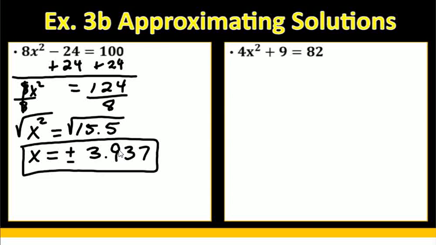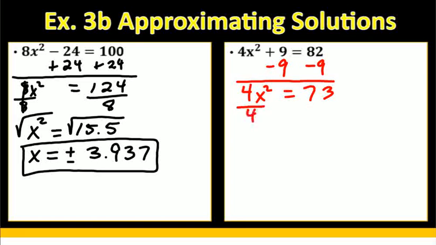Let's look at the next example. 4x squared plus 9 equals 82. First step is to get that 4x squared by itself, so I'm going to subtract 9 on both sides. When I do that, I have 4x squared equals 73. Now to get x squared by itself, I'm going to divide by 4. So divide this by 4.